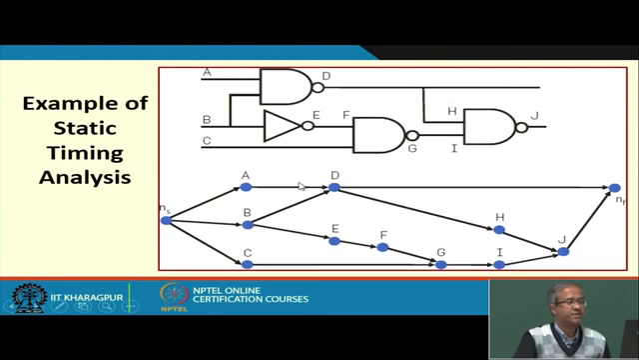Now, let us take a simple example here. As you can see, we have a simple combinational circuit comprising 4 gates. A, B, C are the primary inputs, and J and this other one, D, are the outputs. So, we can model this as a signal flow graph, where we use 2 dummy nodes on the input side and output side, and every signal line or every gate can be represented by a vertex.